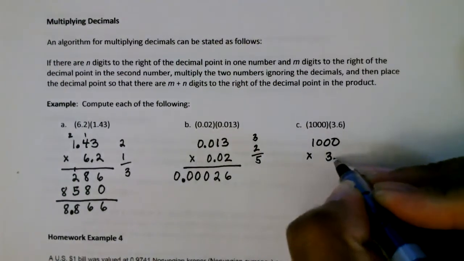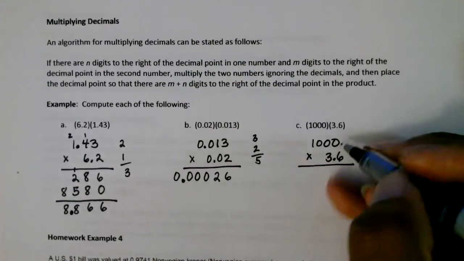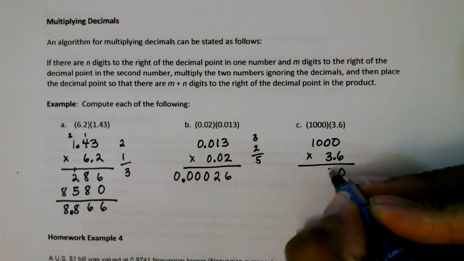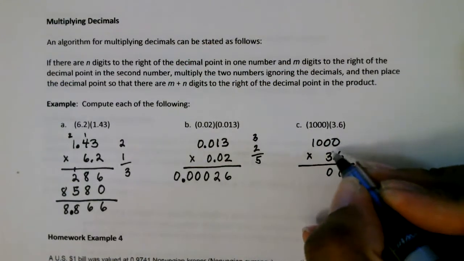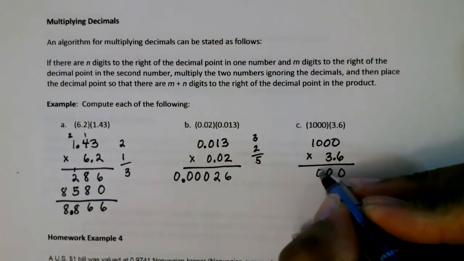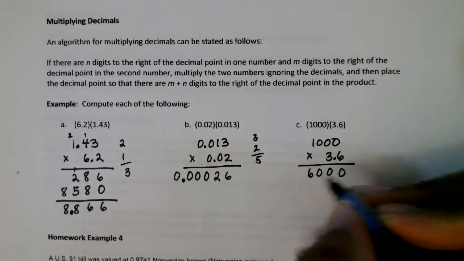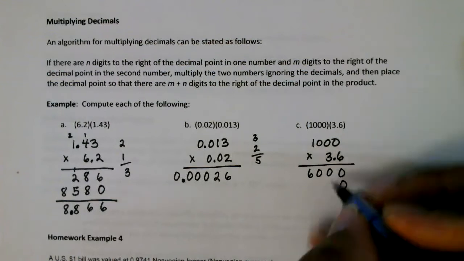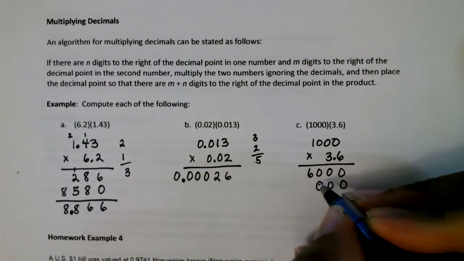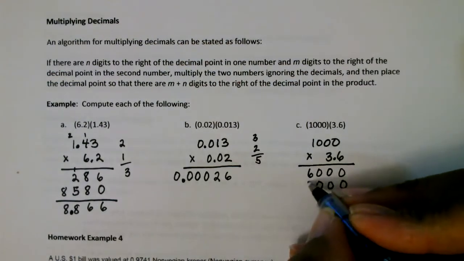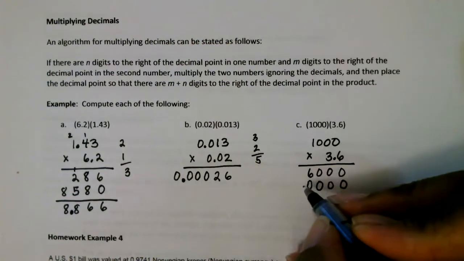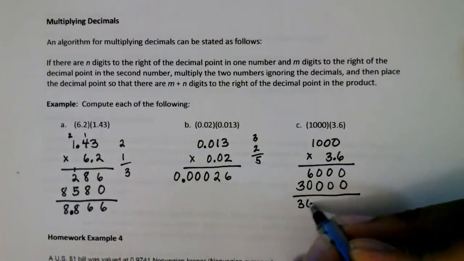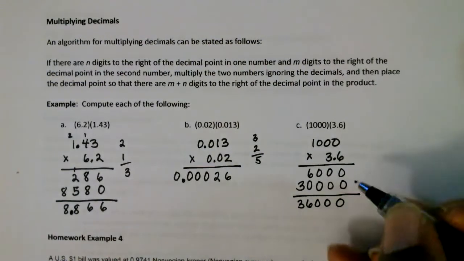Now, of course, you can do this the long way. Here, 6 times 0 is 0. And then 6 times 0 is 0, 0 zeros. 6 times 0 again is 0. 6 times 1 will be 6. 0 placeholder, 3 times 0 is 0. 3 times 0 is 0. 3 times 0 is 0. 3 times 1 is 3. Add your partial products, you'll get 36,000.